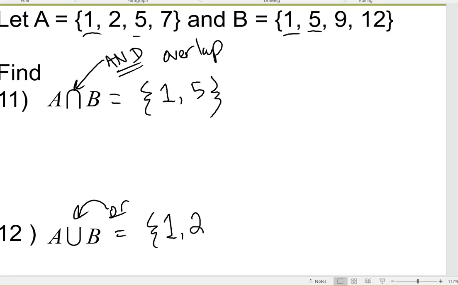We would keep the 2. We would keep the 5. We would keep the 7. We would keep the 9. We would keep the 12. So basically, we still keep the 1 and the 5 from the overlap, but or means we include everything else.